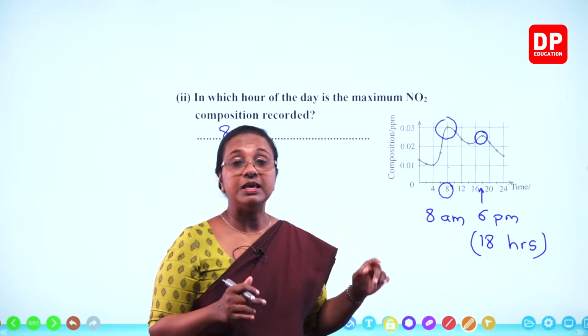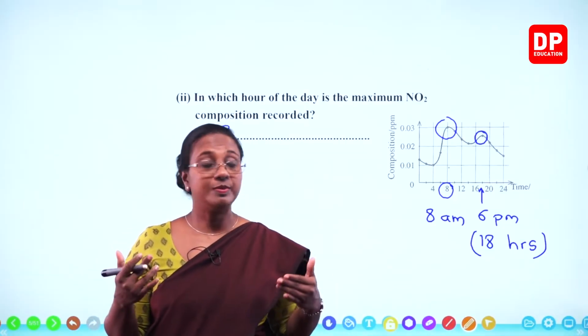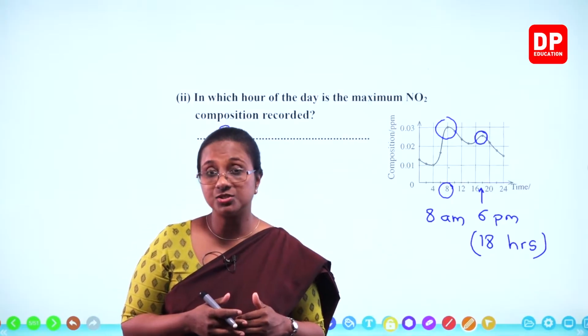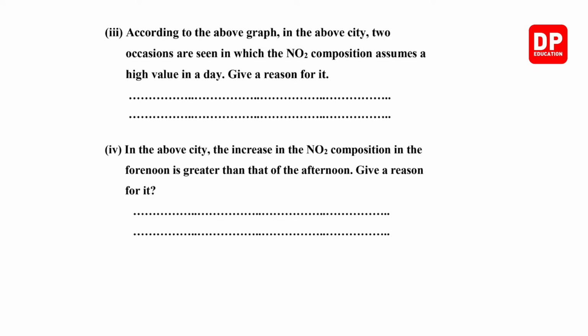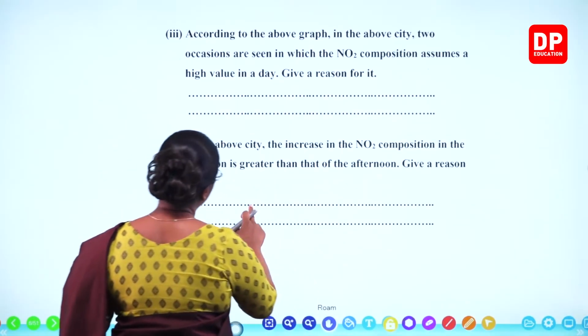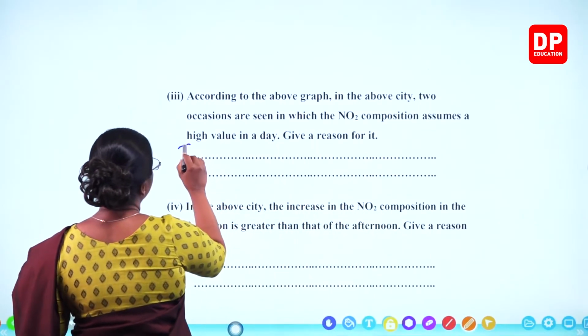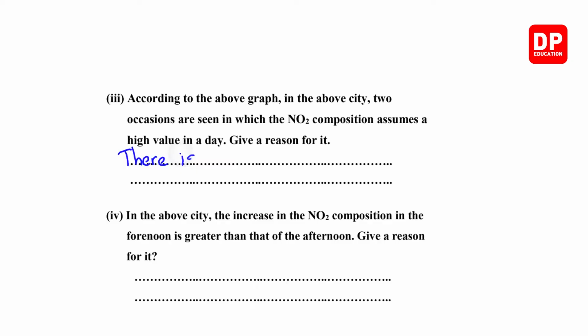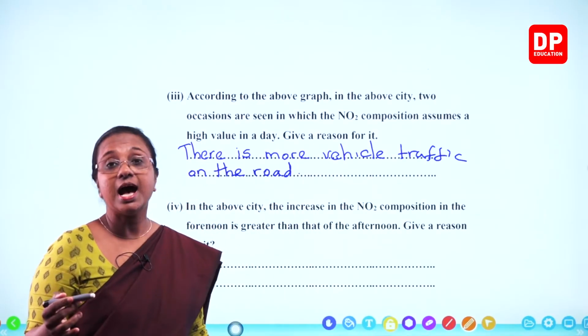So here the reason could be there are more vehicles on the road. Because of that, there is more NO2 released to the environment. So that is what we can write. We can say there is more traffic on the road, or we can say there are more vehicles on the road. You need to give that particular meaning. So that is what you need to write here: there is more vehicle traffic on the road. So that is the reason why the NO2 composition is high.